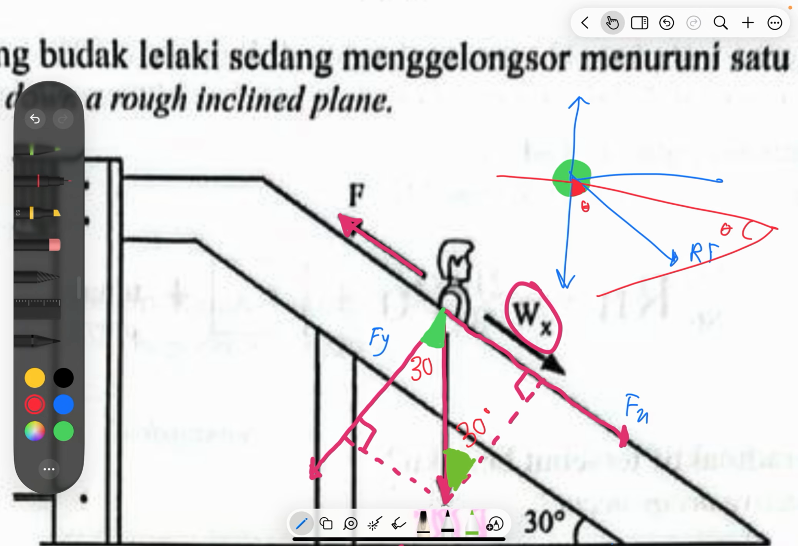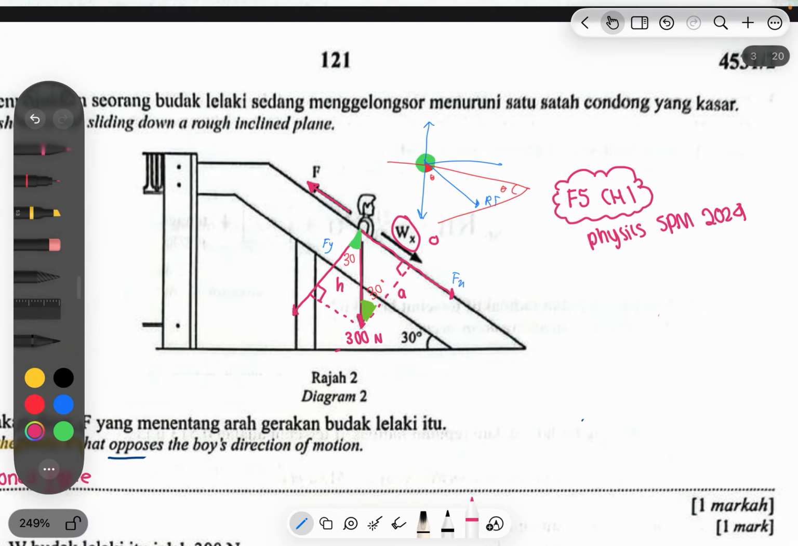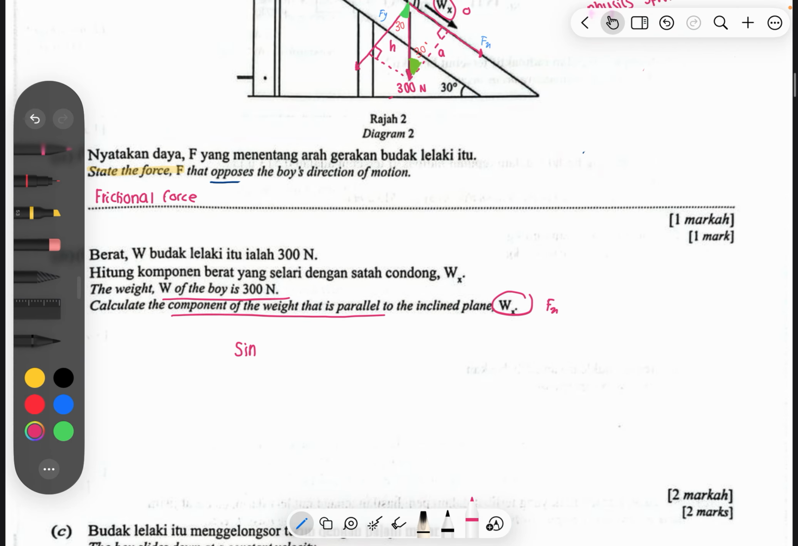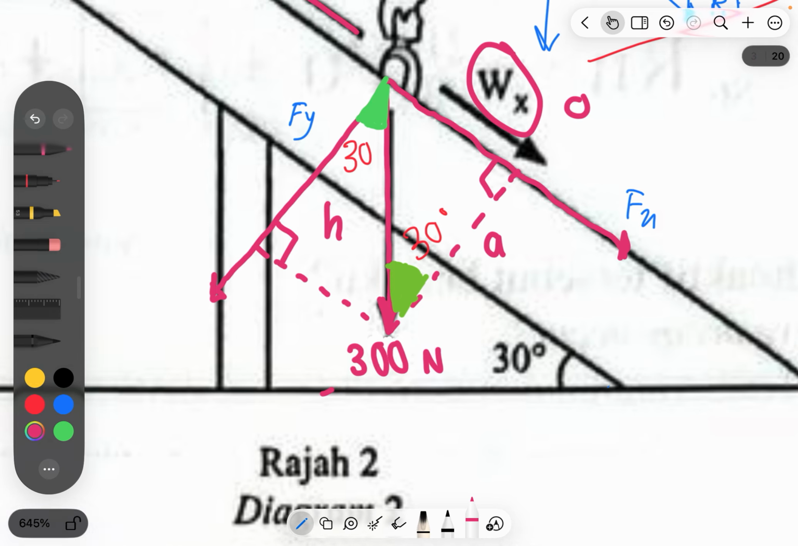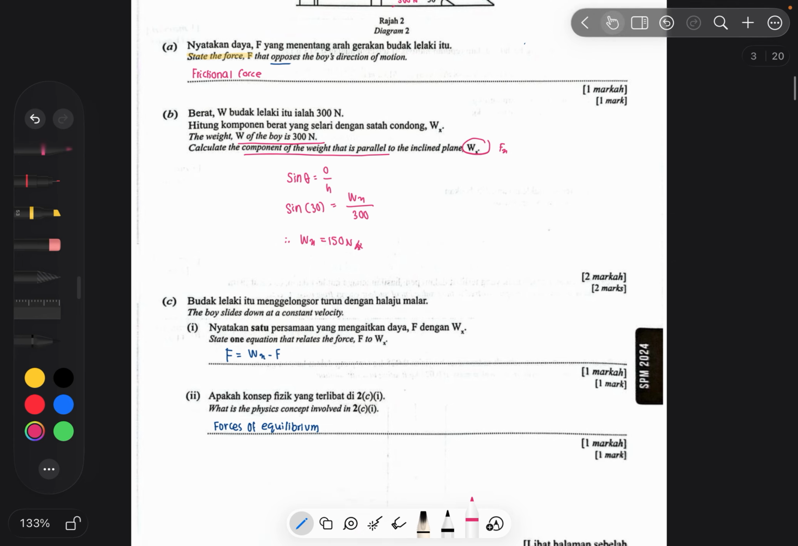Okay, so since it's like this, this means that your Wx will be the opposite. This will be hypotenuse, this will be adjacent. So in order to find Wx, we use sine theta, which is equal to O over H. Now substitute the value. We have 30, and our O is Wx, and our H is 300. So Wx is equal to 150 Newton.